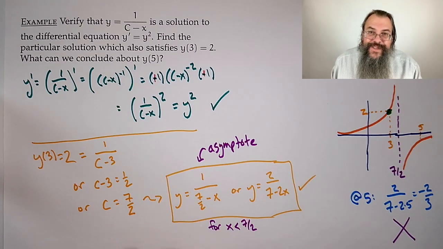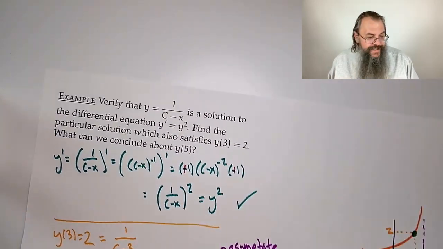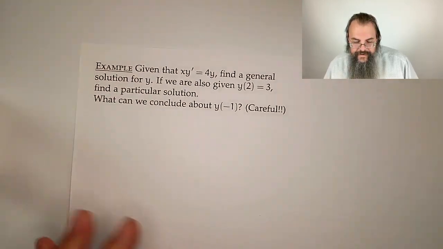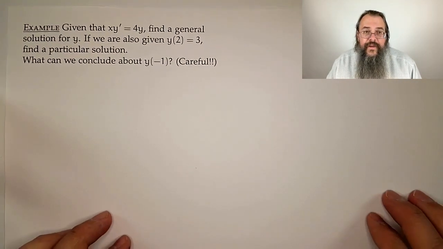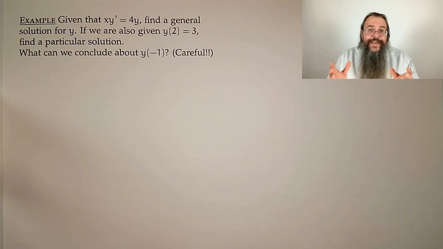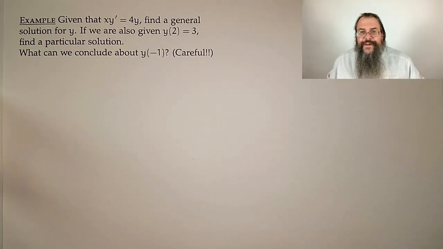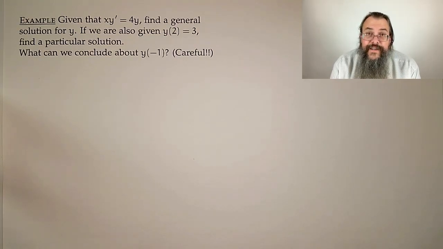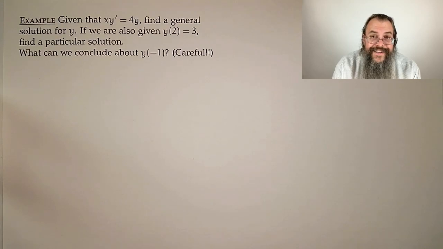But other things can happen too. So on to more examples. All right, good. Our next example. So we're given that xy prime equals 4y. All right, that sounds pretty harmless as far as the differential equation goes. And we're asked to find a general solution for y.